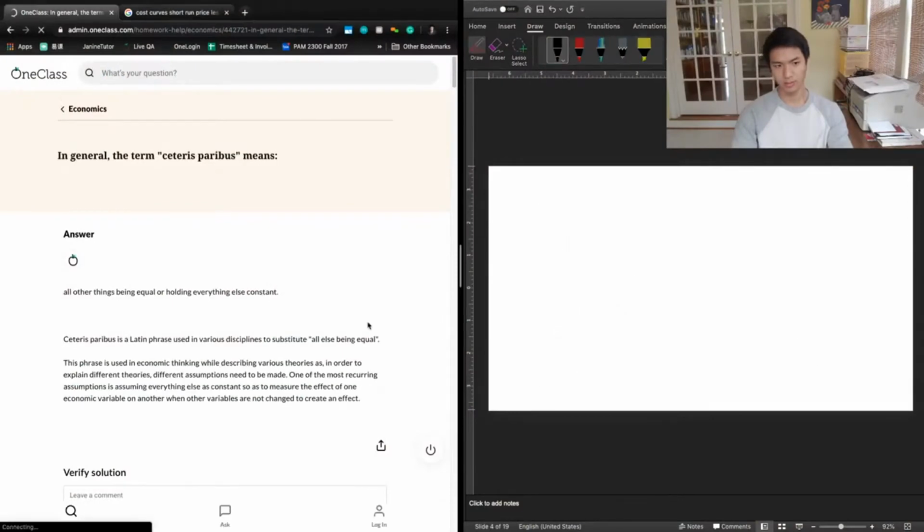Okay, and so let's move on to the next question. So it looks like this is also a very definition-based question, and so we can just answer this very quickly. The question reads, in general, the term ceteris paribus means what?